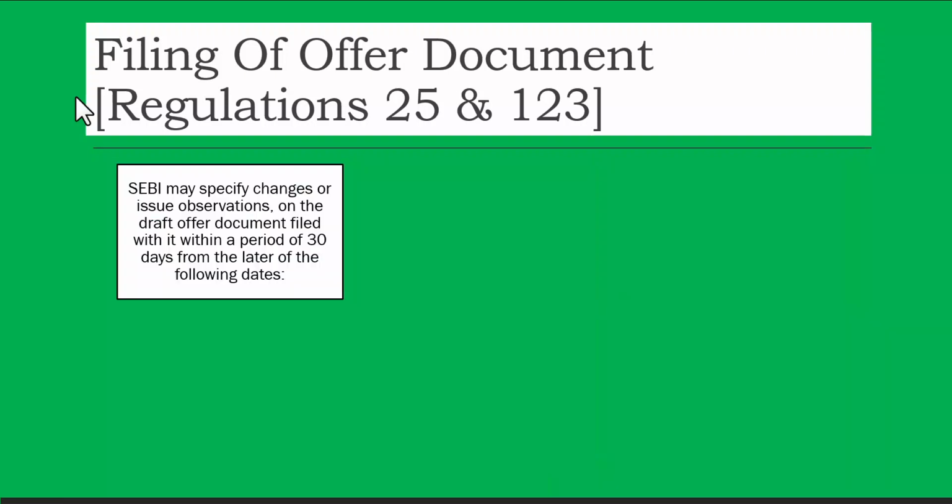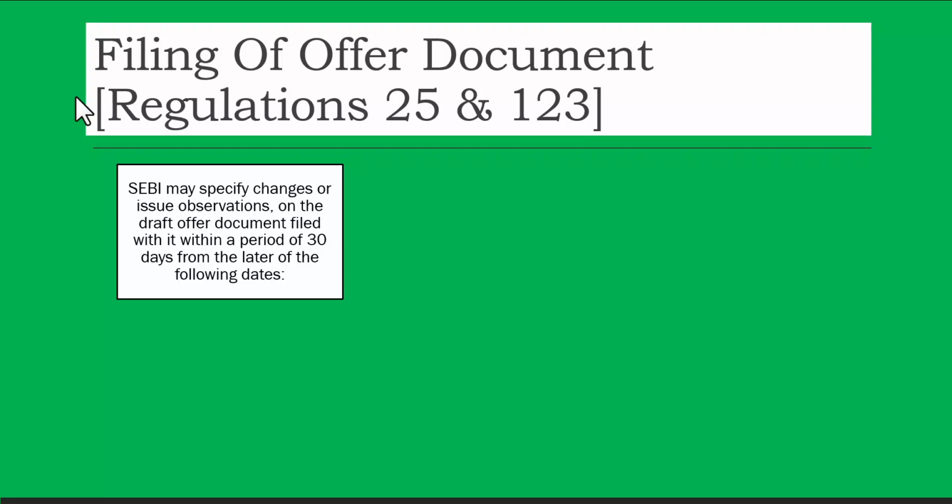Then SEBI may specify changes or issue observations on the draft offer filed within a period of 30 days. So SEBI can ask for some changes or amendments to be made in the offer document, and that has to be done within 30 days. After the company files an offer document, within 30 days SEBI has to revert back with any changes they require to be made on the offer document.